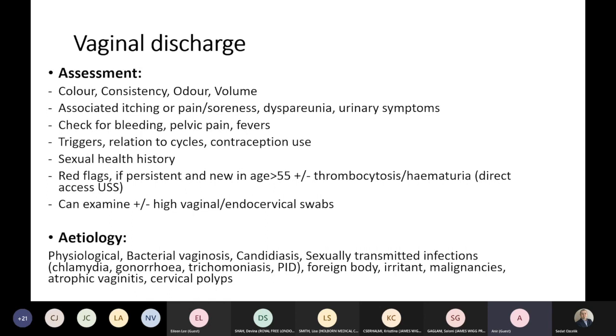Now, there's lots of causes that you can see on the bottom of the slide, from physiological causes to BV to thrush, common infections, but also the sexually transmitted infections like chlamydia, gonorrhoea, and trichomonas. Things like retained tampons, foreign bodies, can cause it, as well as local irritation from deodorants and soaps. But also postmenopausal causes such as atrophic vaginitis can cause it, as well as malignancies such as cervical and endometrial cancer. So it's important just to have a broad mind when assessing these. Next slide, please. Great.